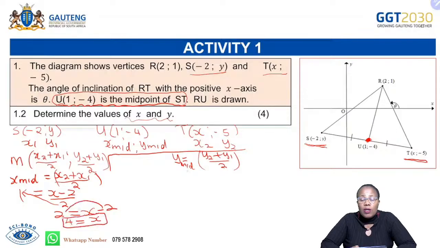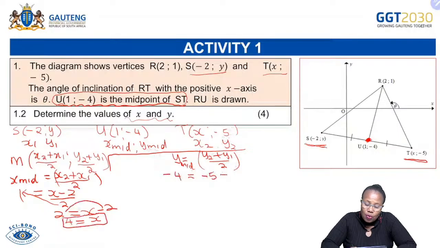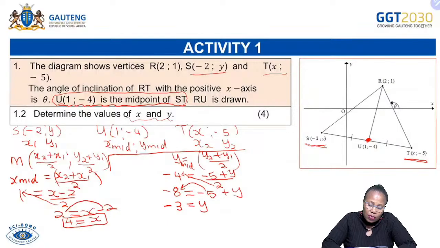Now let's look at y mid. The y mid is equal to -4, y2 is equal to -5, and y1 is equal to y, all divided by 2. Then you cross multiply 2 to -4: 2 times -4 is -8. And then we have -5 plus y. Then you transpose 5 to the other side: -8 plus 5, which is -3, equals y.